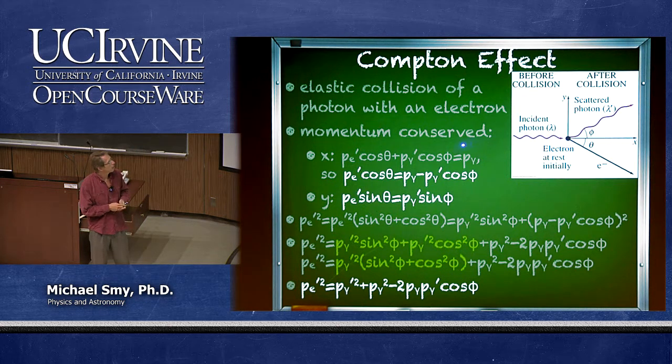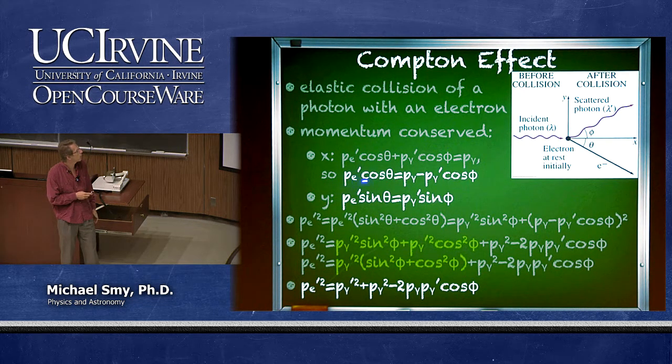So if we look at the x component of the momentum, then initially, of course, we simply have the momentum of the incident photon, all of it. And afterwards, we have the electron momentum, Pe prime, after the collision, times the cosine theta. That's the component that is pointing along the x direction, plus the scattered photon times cosine phi. So we can solve this for Pe prime cosine theta, and we get this equation.